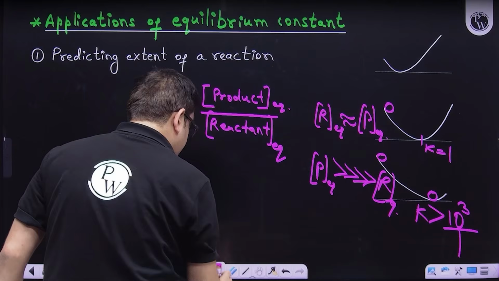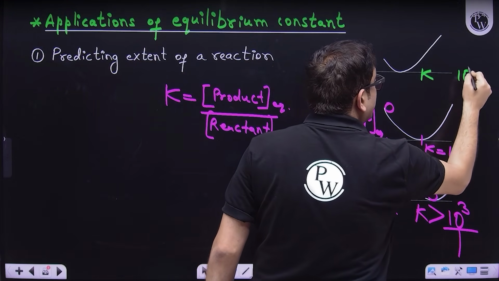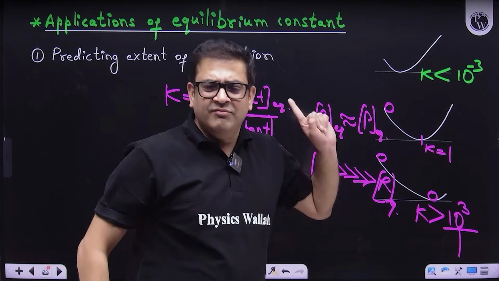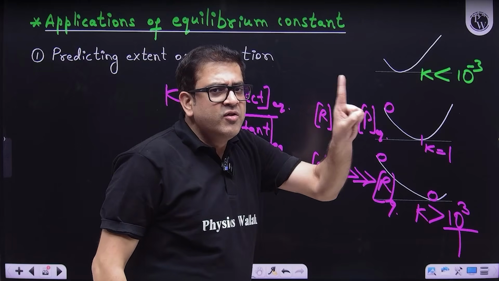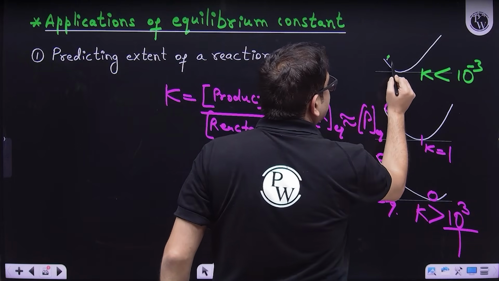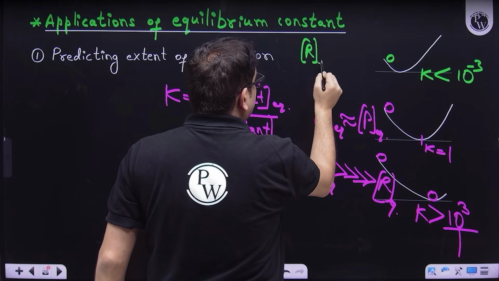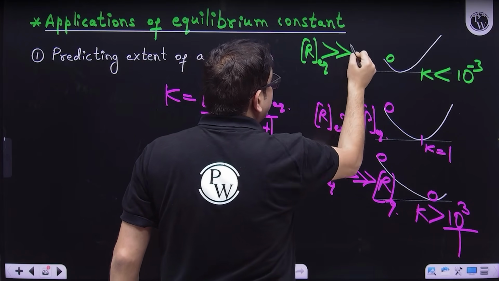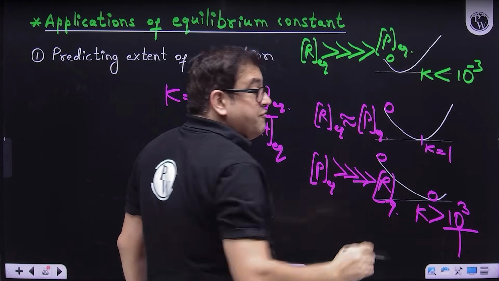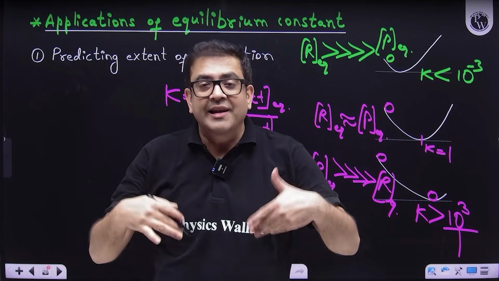Similarly, the other case: if the value of K is of the order of 10 to the power minus 3 or lower, that is 1 upon 1000. Product formed is 1 rupee and reactant is 1000 rupees. We just started a reaction and equilibrium was reached. That means reactant concentration at equilibrium is much larger than concentration of product. In very good questions, you will see a mathematical application of this approximation as well, but later.